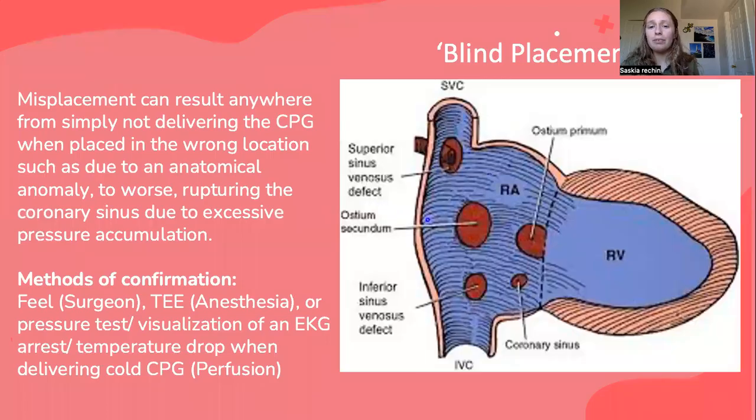So if you have any type of anatomical anomalies, it potentially can feel like it's in, but then not be delivering, or it's not actually in, it's just delivering directly to the right atria, or it is in, but it's at a wrong angle or wrong way. So then you're just going to be delivering directly into the wall, possibly rupturing it. So again, you want to test that by feel. The surgeon can feel it. TEE with anesthesia if you're unsure. And you can also verify that with your pressures, your visualization of EKG arrest, temperature drop, etc. when you're delivering yourself.